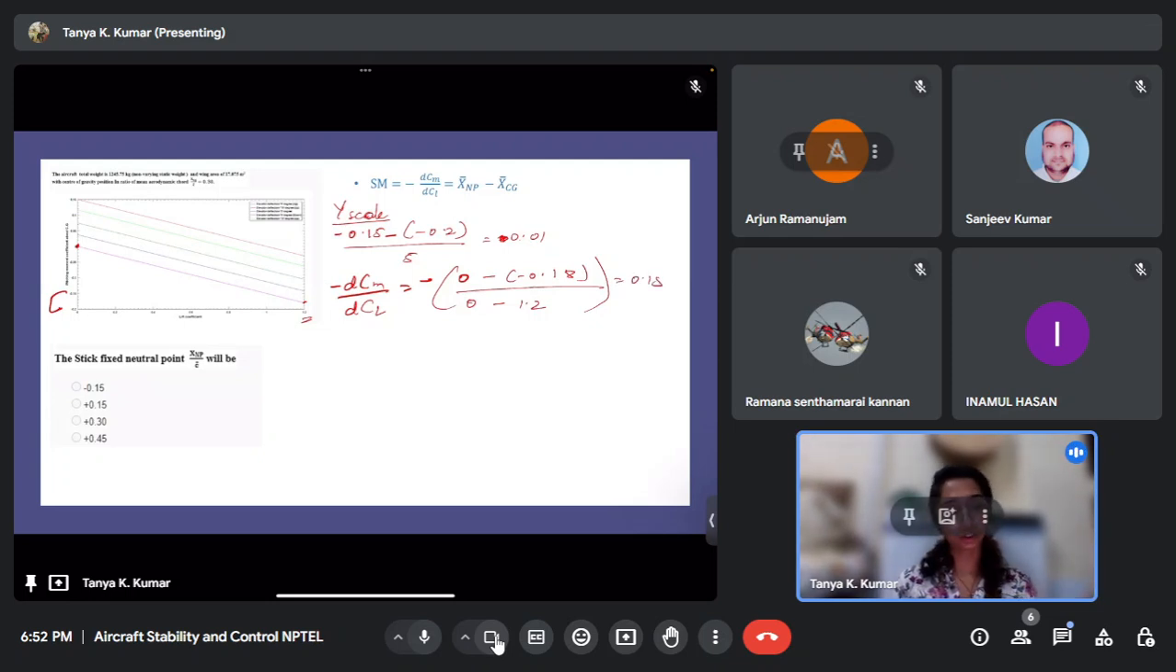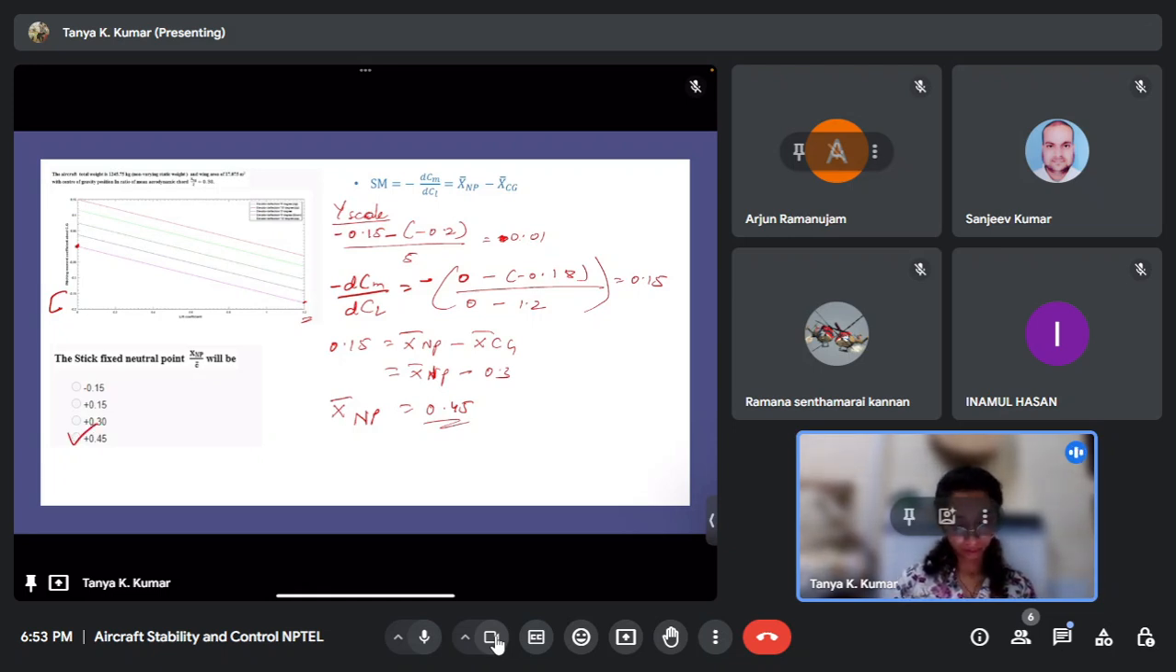And we just plug it into your main equation. So minus dCm upon dCl is 0.15 equals x bar NP minus x bar CG. So x bar NP minus x bar CG, with x bar CG being 0.3, so x bar NP would be 0.45, correct? So approximately 0.445.